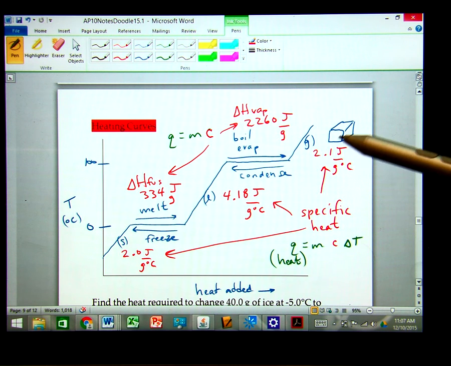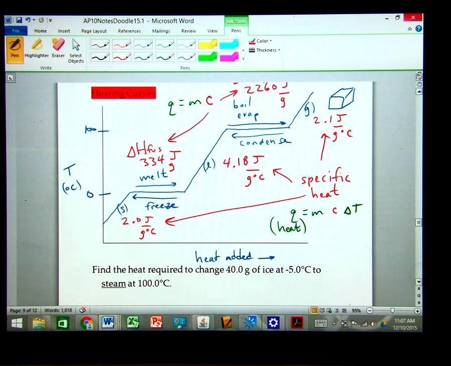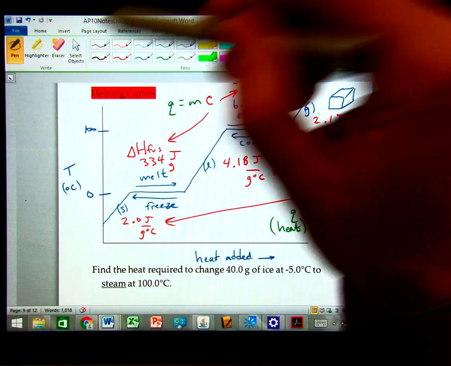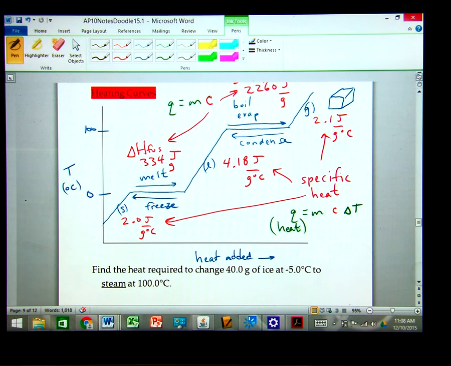Now we're going to use what we learned about a heating curve in order to solve a problem which I have listed below. As you read the problem, it says find the heat required to change 40 grams of ice at -5 degrees into steam at 100. The first thing you need to do when you solve a problem like this is find out where on this map you're starting and where on the map you're ending.